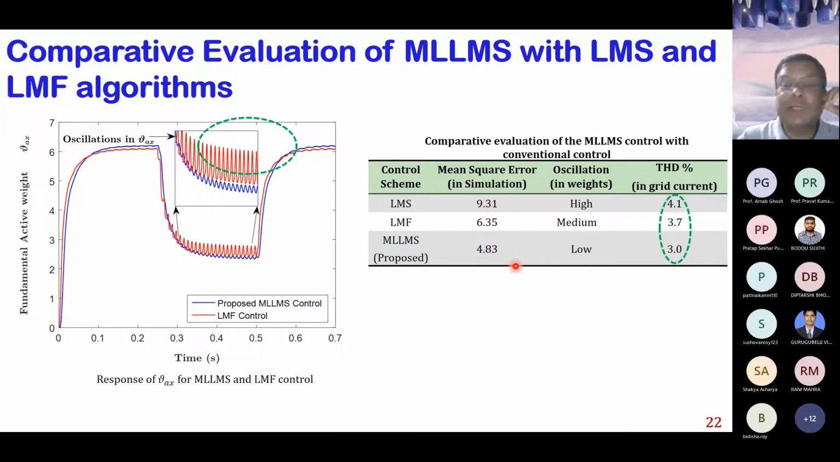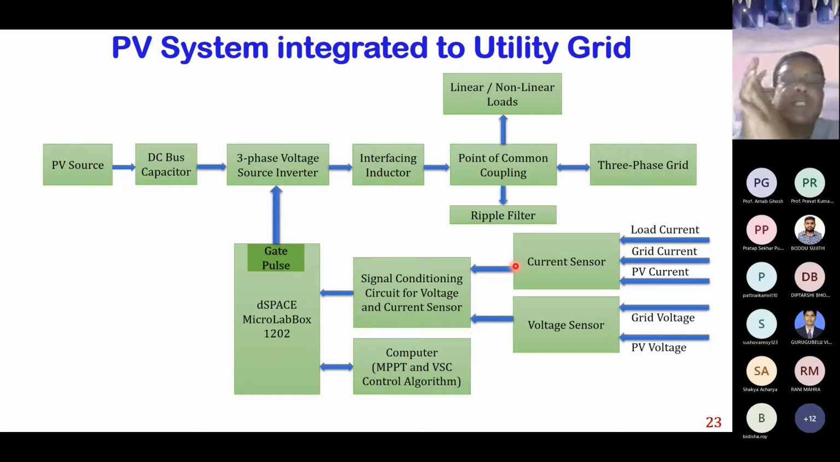Now, what we have done in simulation, we want to verify in experiment. Therefore, we developed an experimental setup with a PV source, a DC bus capacitor, a three-phase voltage source converter, and a dSPACE MicroLabBox 1202. We have signal conditioning designed for the voltage and current sensors. We have the computer for interfacing to the MicroLabBox for implementing the control. We have the point of common coupling connected to the linear and nonlinear loads. We have the ripple filter, and we have a three-phase grid.